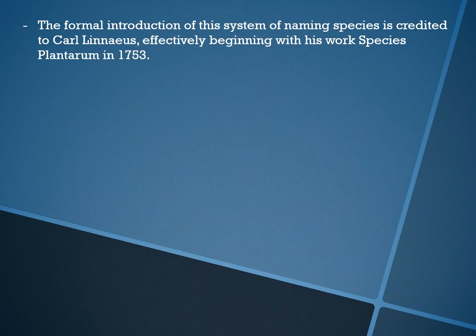The formal introduction of the system of naming species is credited to Carl Linnaeus, effectively beginning with his work Species Plantarum in 1753. So this binomial nomenclature system was given by Carl Linnaeus. The name of the person is very important. Students should know the name of the person. Many times students get MCQs to identify the name of the person who started the binomial nomenclature.